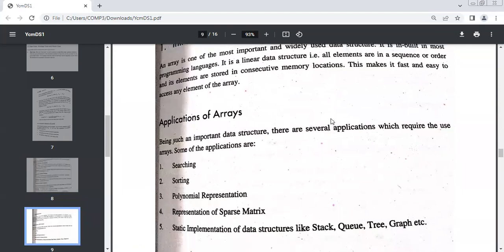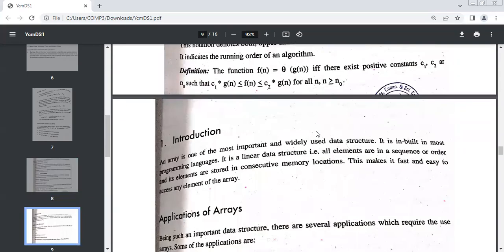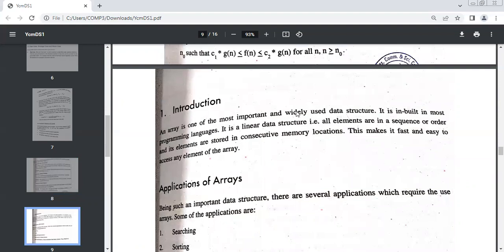Okay. So now the next part in this chapter is linear data structure. In linear data structure, the first data structure we use is the array. Then what is meant by array? Array is one of the most important and widely used data structures. This array data structure is an inbuilt data structure.